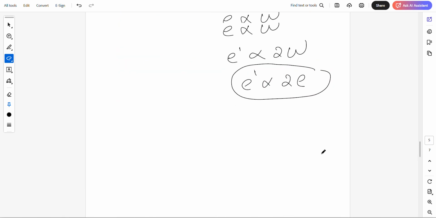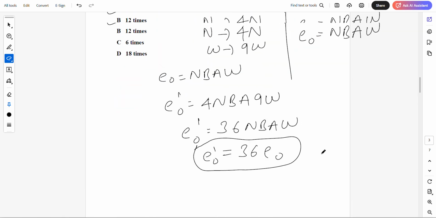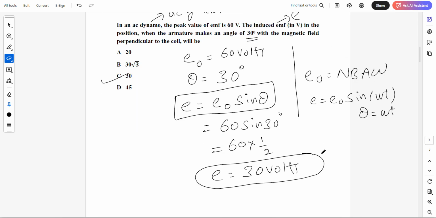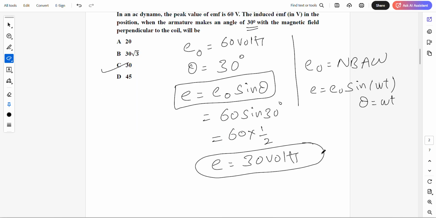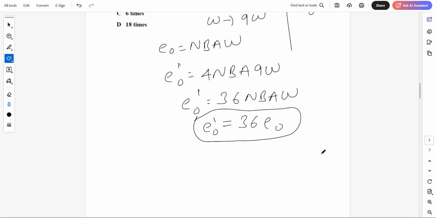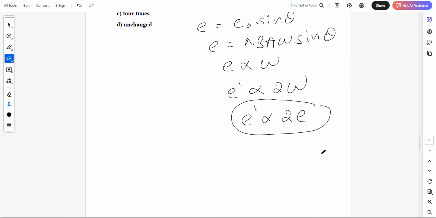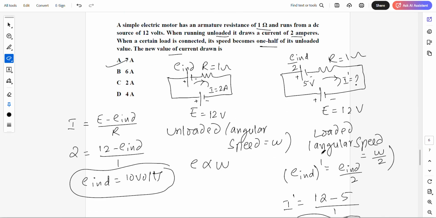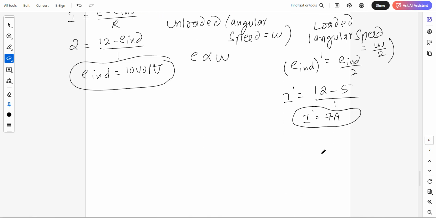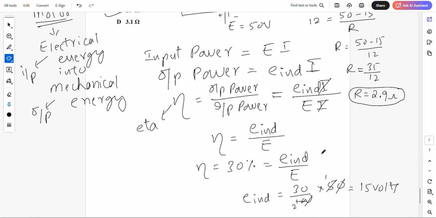Now today we have solved these many problems: some problems on AC dynamo and some problems on DC motor. Kindly do these kinds of problems. Definitely one problem will be there either in KCET or in your NEET examinations. These are the interesting problems.